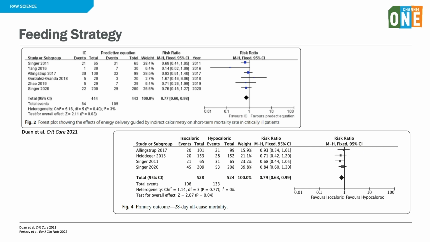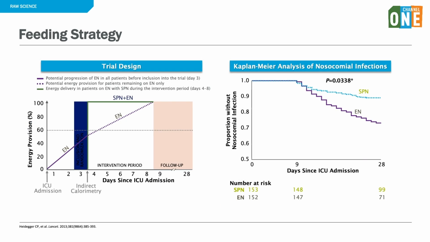And then once you have that resting energy expenditure that you measured with indirect calorimetry, you will need to provide isocaloric feeding, because if you compare it to hypocaloric feeding, you will also have a worse outcome in your patients. And this is actually a trial by Heidegger that I like to show, because it really highlights how you should implement this strategy in your patient.